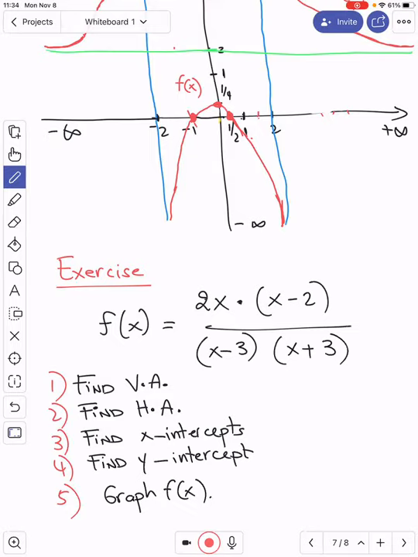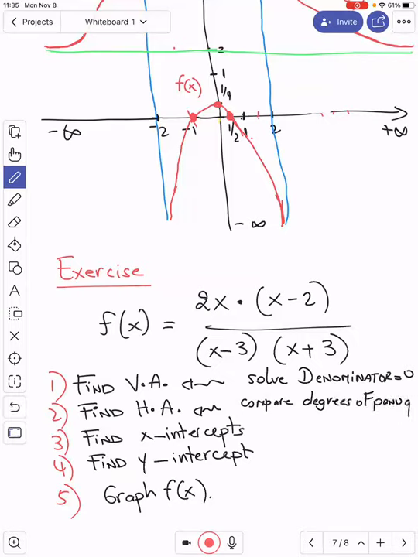I mean, rational functions, guys, in general, they're really hard to graph. This is not easy. Graphing rational functions is not easy. In general, it's not an easy task. Finding the vertical asymptote, as I said, in general you need to solve the denominator equal to 0. For the horizontal asymptote, you have to compare degrees of P and Q.